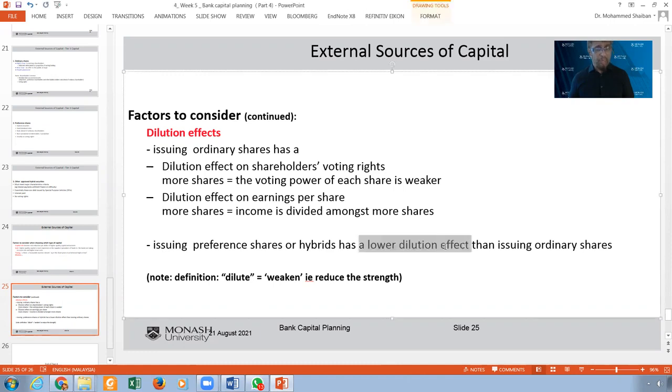So issuing preference shares or hybrid has lower dilution effects. As you see, this applies only to the common stocks, and for the preference shares and the hybrid securities, it's actually less. So what is the definition of dilute? It is to decrease or weaken or reduce the strength.